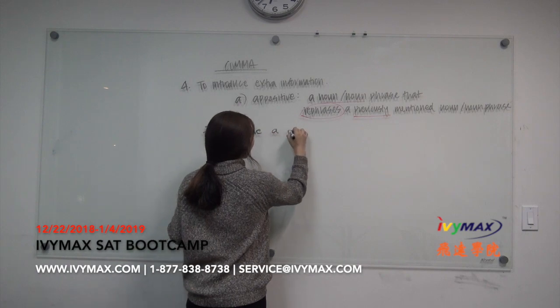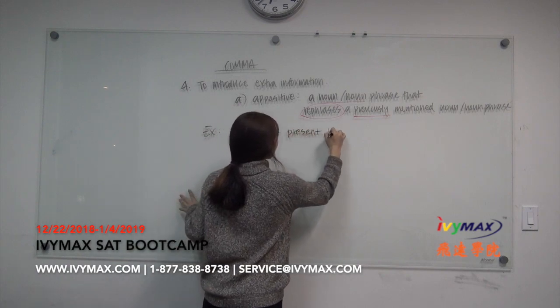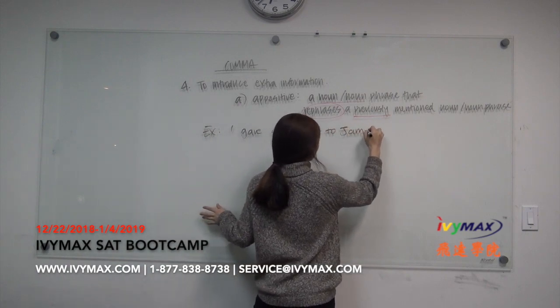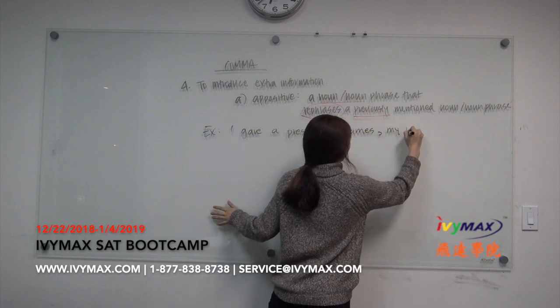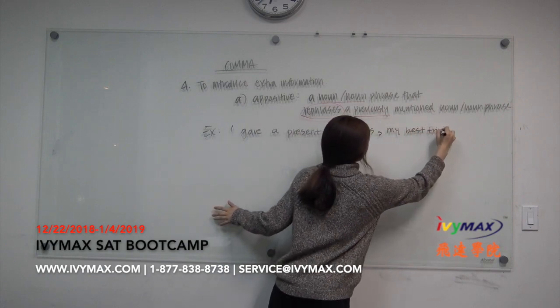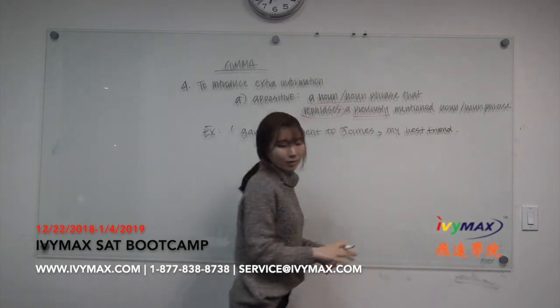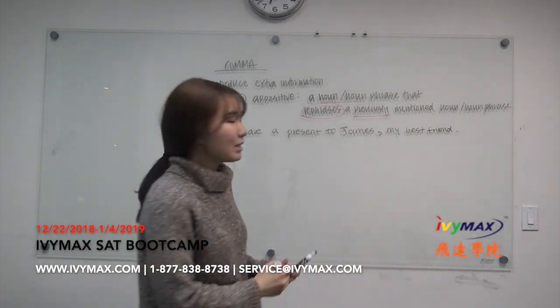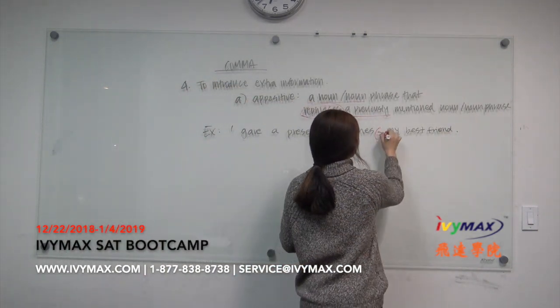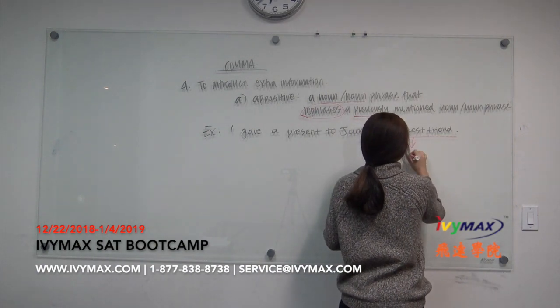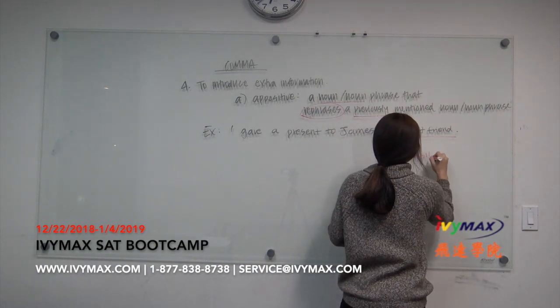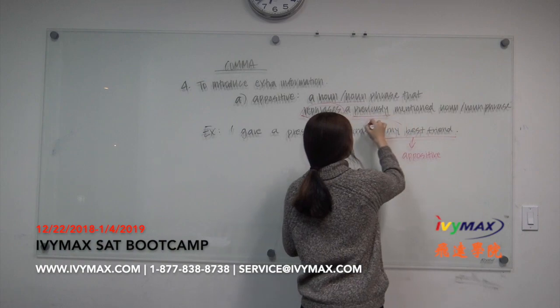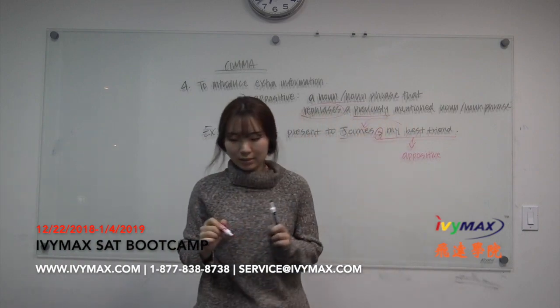I gave a present to James, my best friend. The appositive didn't change, it's right here. It's my best friend, an appositive. And it's still rephrasing the same noun, James.